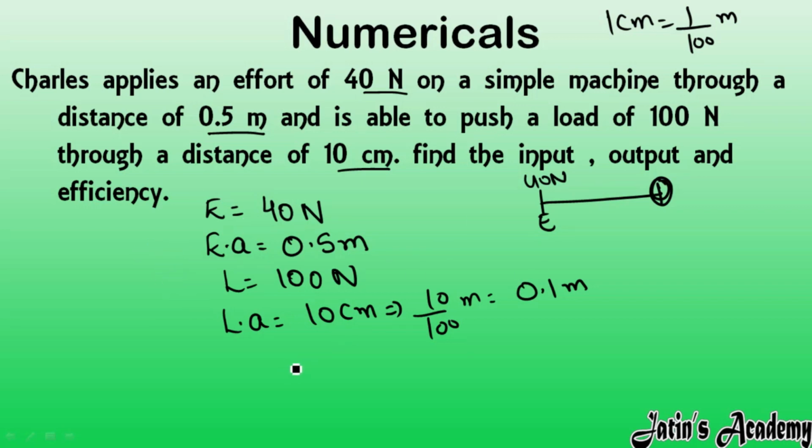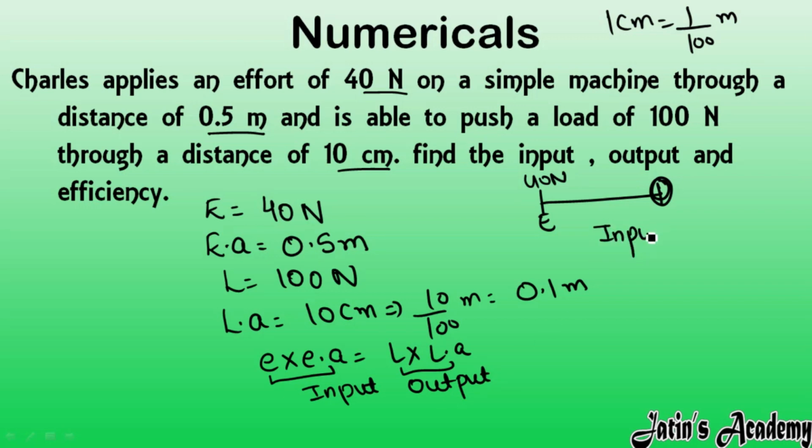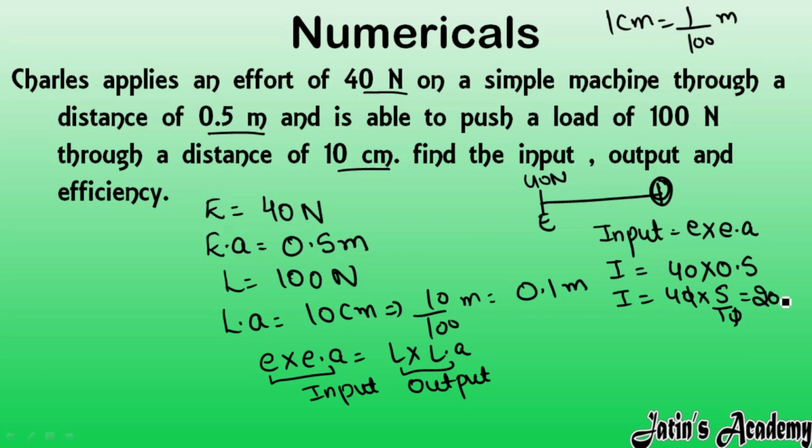What do you mean by input? Maybe you know the formula, effort into effort arm is equal to load into load arm, the principle of lever. In this case, effort into effort arm is nothing but input, and load into load arm is nothing but output. So input is equal to effort into effort arm. This is the formula of input. Just put the values. Effort is 40, multiply effort arm, which is 0.5. Solve it, you will get input equals 40 multiply 5 by 10. 0 cut with 0. You will get 20 joule.